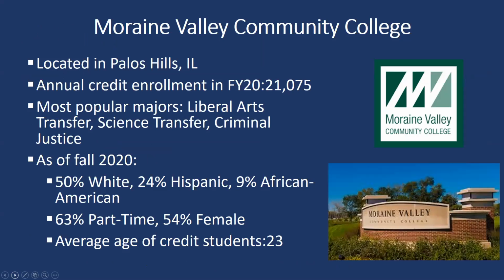A little bit about our institution. For those of you who don't know much about us, we're located in Palos Hills, Illinois. Our annual credit enrollment for FY20 was a little over 21,000 students. The most popular majors at Moraine Valley include liberal arts transfer, science transfer, and criminal justice. As of this past fall, our student population breakout was 50% white, 24% Hispanic, and 9% African American. 63% of our student body was part-time, 54% was female, and the average age of our credit students was 23.